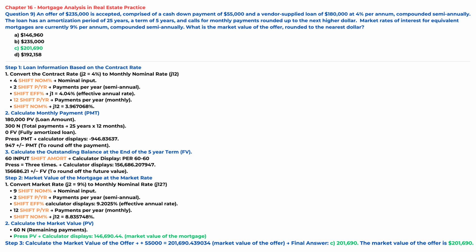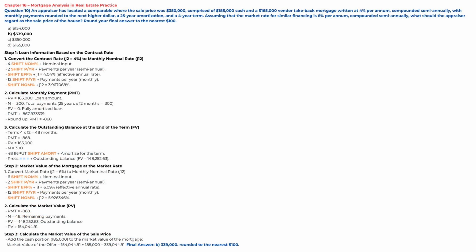Step 3: Calculate the market value of the offer. Plus 55,000 equals 201,690.9034, the market value of the offer. Final answer C, 201,690. The market value of the offer is $201,690.